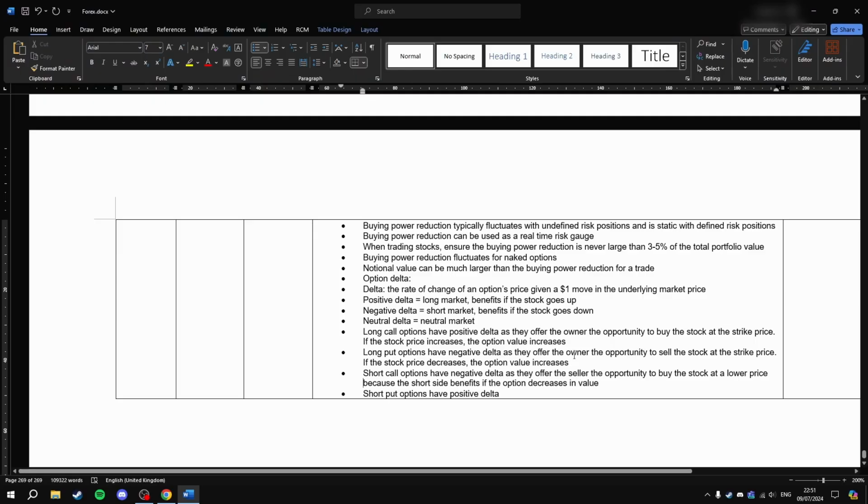Short call options have negative deltas. They offer the seller the opportunity to buy the stock at a lower price. If the option decreases in value, the short side benefits.